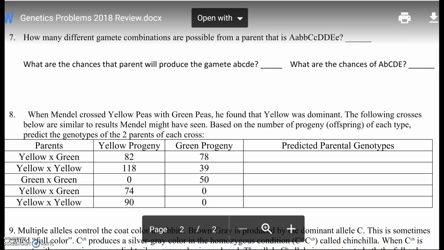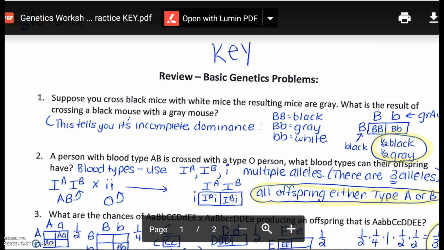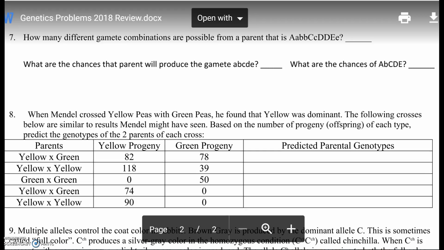So how do we get the number of possible combinations? Right, it's just going to be 2 to the n, where n is, how do we get n? Okay, so 2 to the n, where n is the number of heterozygous. And so if we look at this one, there are 1, 2, 3 heterozygous pairs. So 2 to the 3rd, there are 8 possibilities.